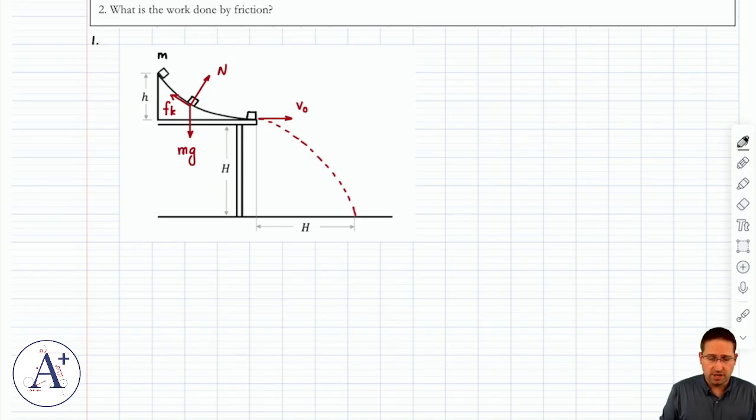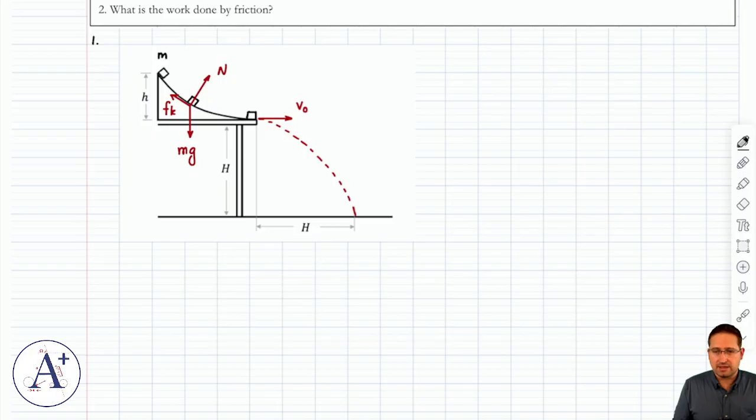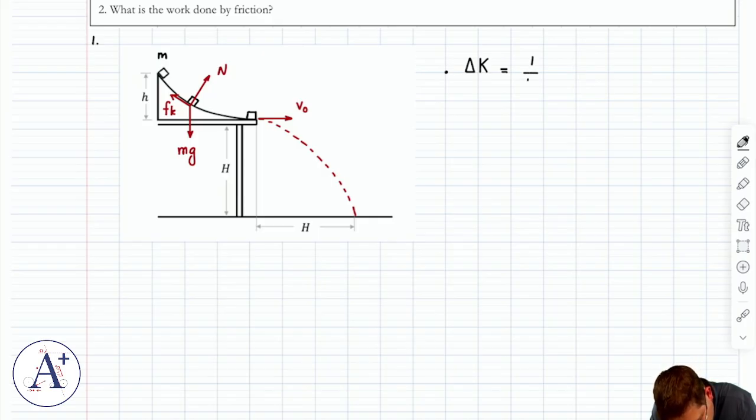We're going to do delta k equals work net. Okay, and I don't yet know whether this is going to solve the first question. I do know, however, that between this point and this point, I can write delta k equals work net and get something. So I'm going to start with that. What is delta k? Delta k is going to be k final, which is 1/2 m v0 squared, minus k initial, 1/2 m v initial squared. But the block starts at rest, so v initial is 0, and so that goes away.